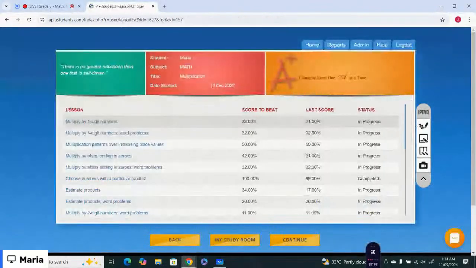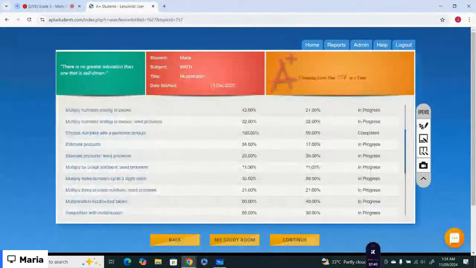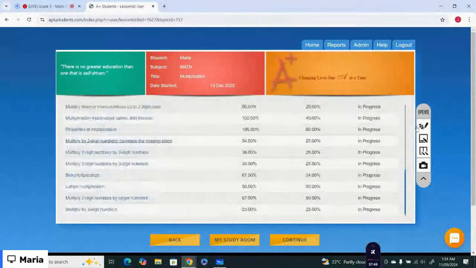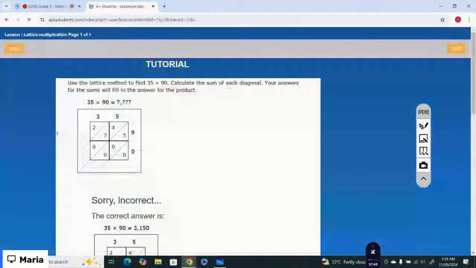Okay, the next lesson is lattice multiplication. So here is another way to multiply. Let's just see how we multiply, right? Use the lattice method to find 35 times 90. Calculate the sum of each diagonal. Your sums will be the answer for the product.